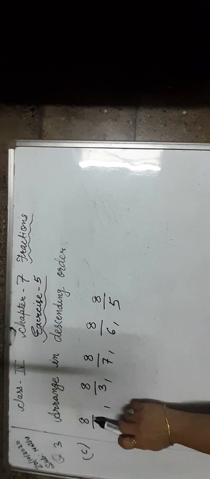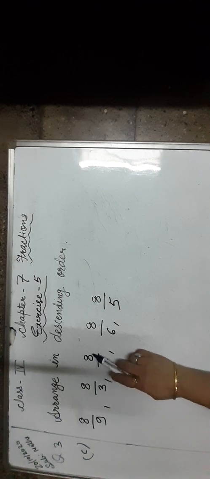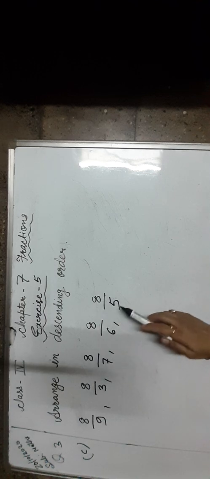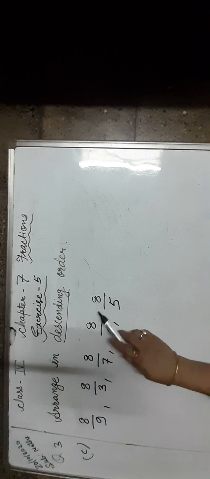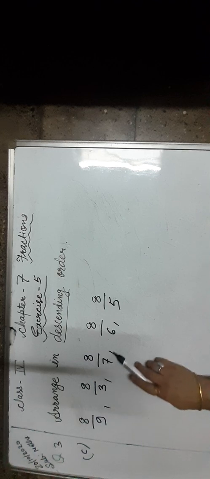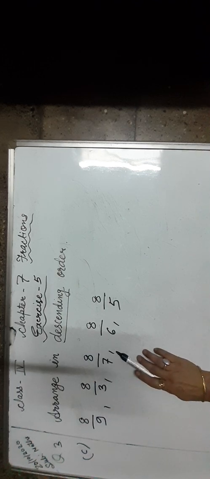Let us do C question. Let us arrange 8 upon 9, 8 upon 3, 8 upon 7, 8 upon 6, 8 upon 5 in descending order. As we know, in descending order, we move from greatest to smallest. And as you can see, the numerators are same in all fractions. So we have to compare the denominators.